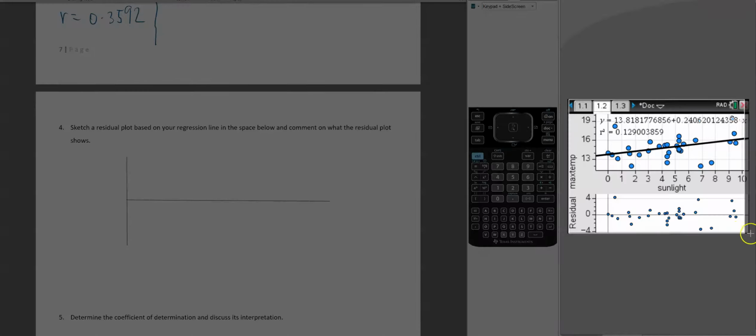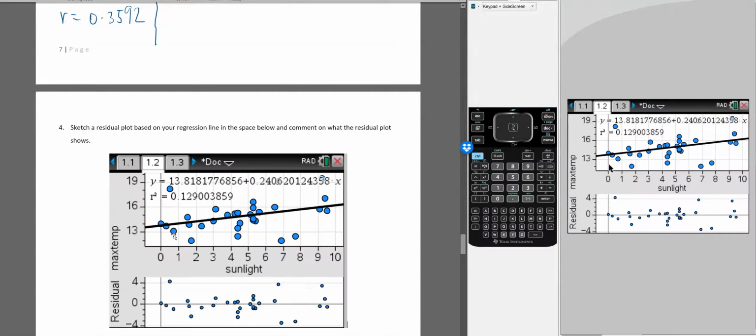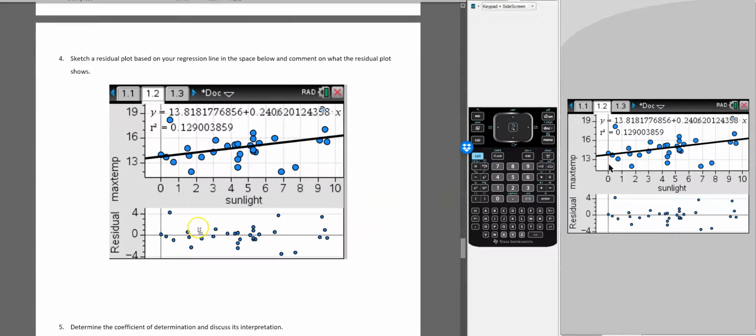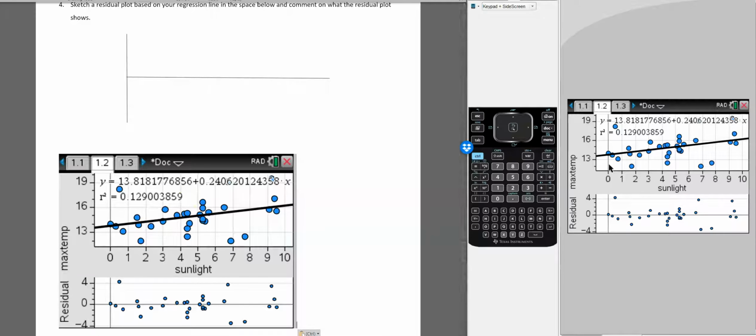You have to understand I'm doing this on the computer. You can do this by hand. You need to make sure that when you do your residual plot, you've got some sort of label here. This goes from 4 up to -4, that's 0, and we're talking about the residual here. And the plot is as shown.